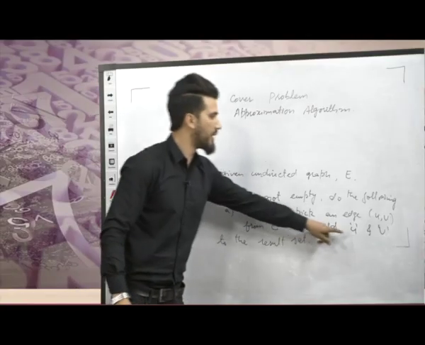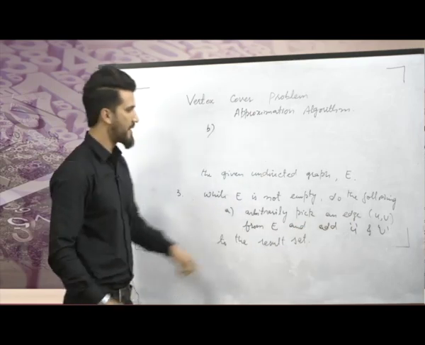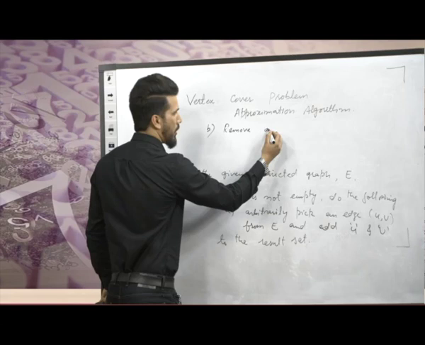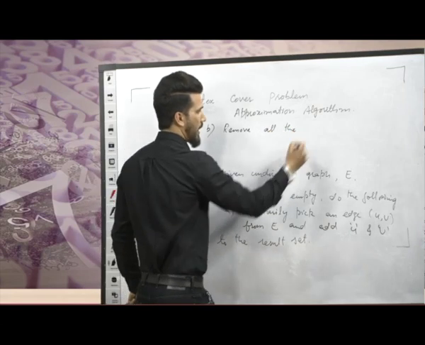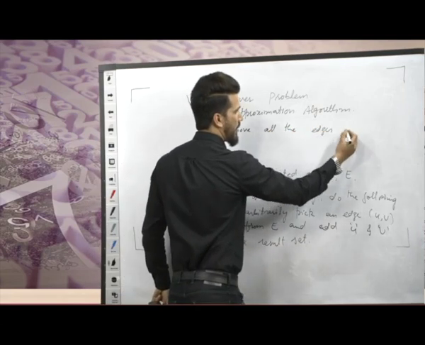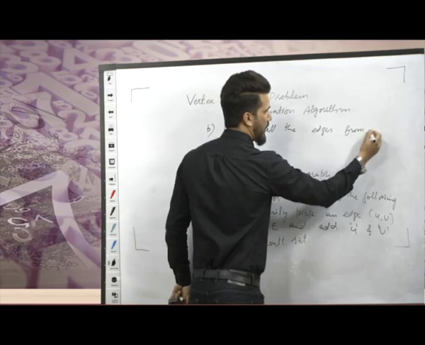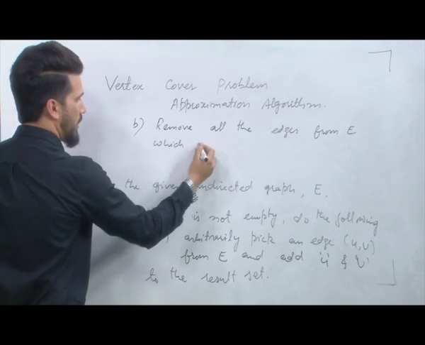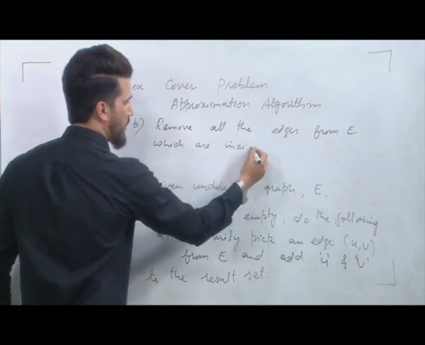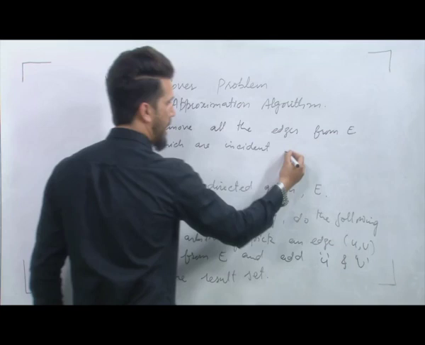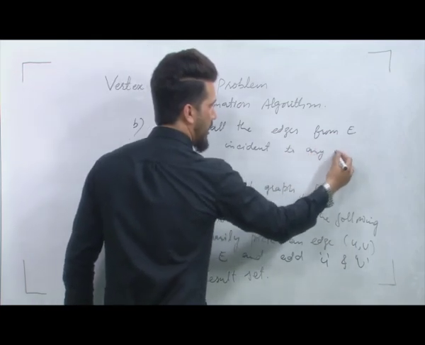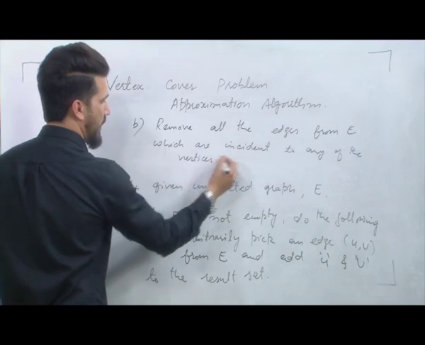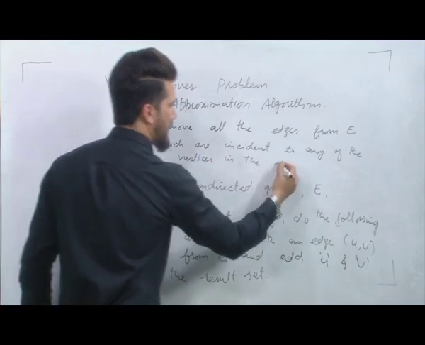After adding the vertices U and V to the result set, what I have to do is remove all the edges from E which are incident to any of the vertices in the result set.